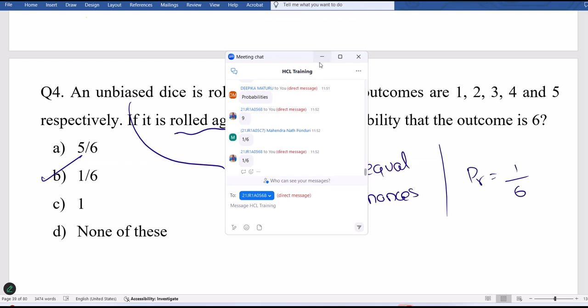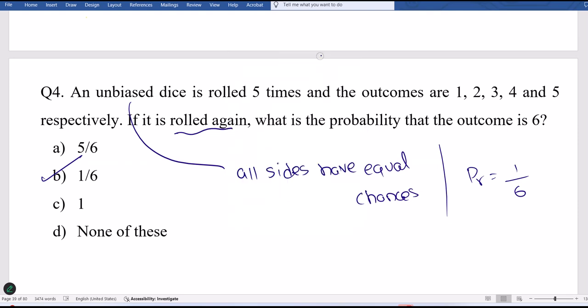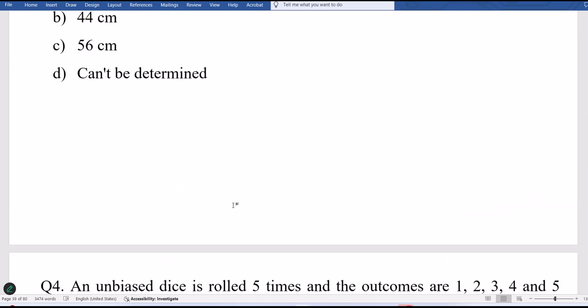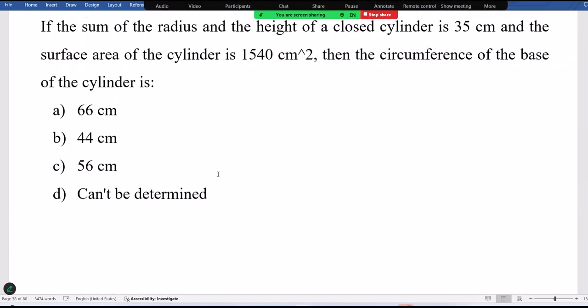What is that 9? I didn't understand. Questions will be shuffled for each and every student. Mention that question, the first line, then we can have a discussion.